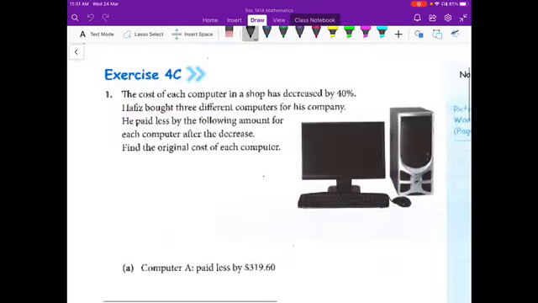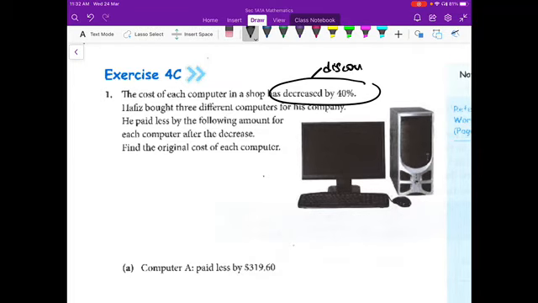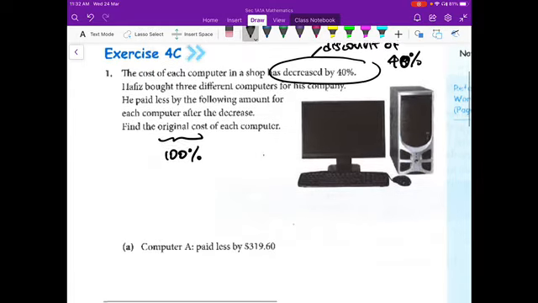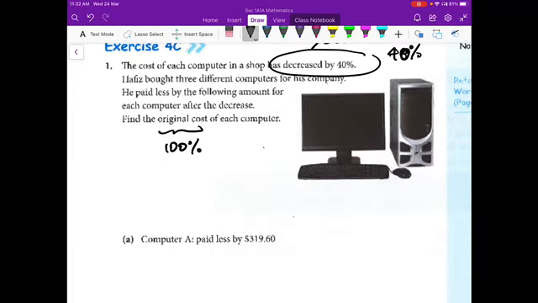Cost decreased by 40%, so write down the following notes in your workbook also. Do it the same as me. So this decrease, right? So discount of 40%. So find the original cost. This will be 100%. The discount is 40%. They want us to find 100%. So this paid less by 319.60.